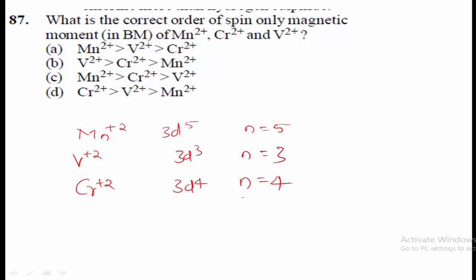So among these, which one has the highest magnetic moment? n is equal to 5, so it comes at first place, then second, and this is at third place. So how can we arrange this? Mn+2 is greater than Cr+2 is greater than V+2. So which option is right? Option C is the right one.